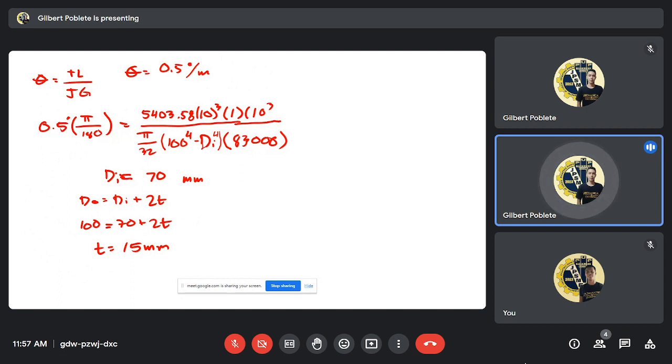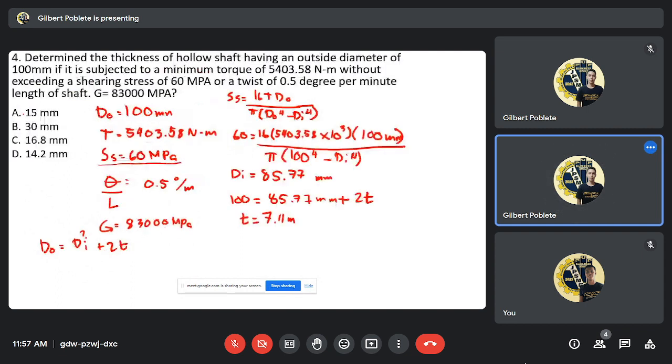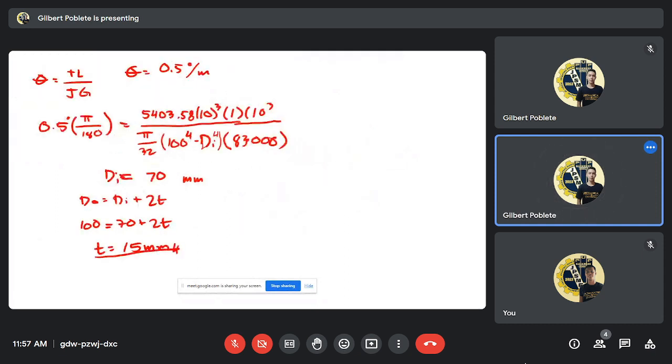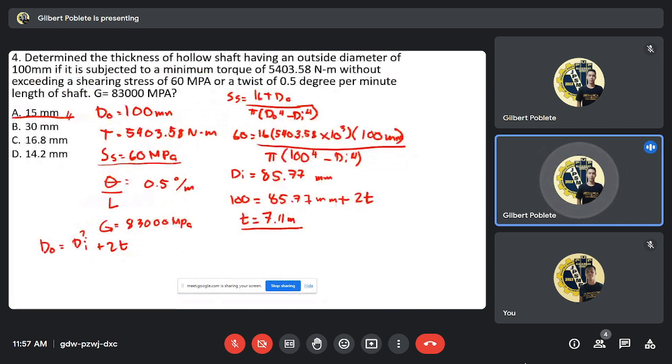So ayan, nakuha natin yung thickness of the hollow shaft, yung maximum. So piliin natin yung, meron tayo nakuha kanina na 7.11. Piliin natin yung pinaka malaki. Depende yan sa mga given natin. So kailangan din natin ma-memorize yung mga formulas. Okay, so next tayo.